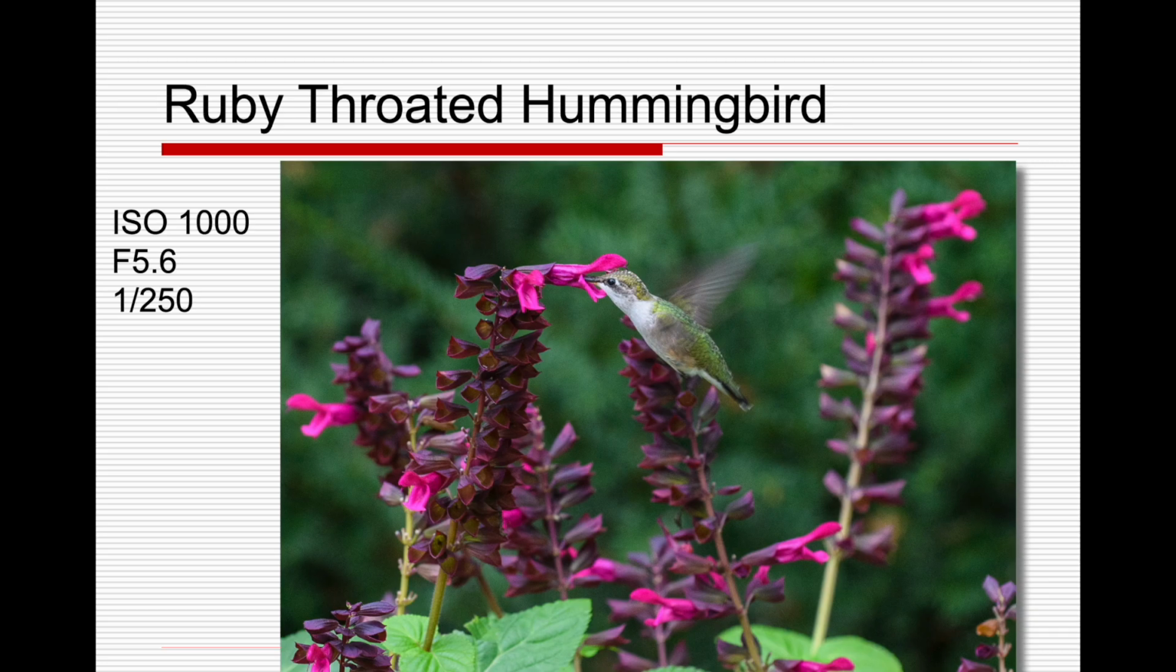I made this. The ISO was at 1,000 because it was kind of an overcast day. I'm using 5.6, which gives me 250th of a second. I wanted to stop the bird, but not necessarily the wings on her. Again, right in one of our gardens.